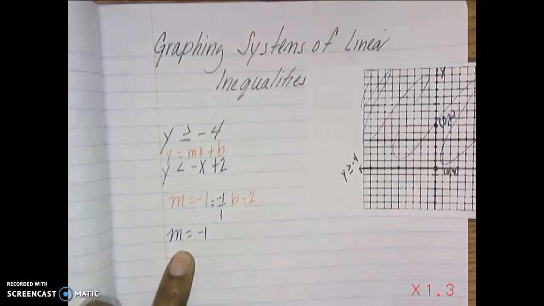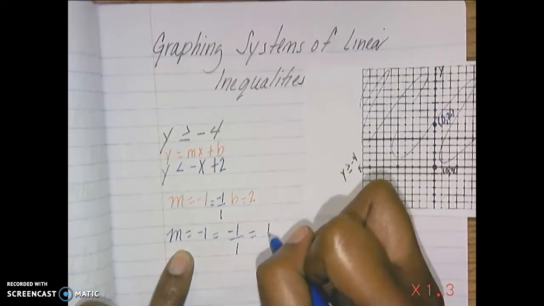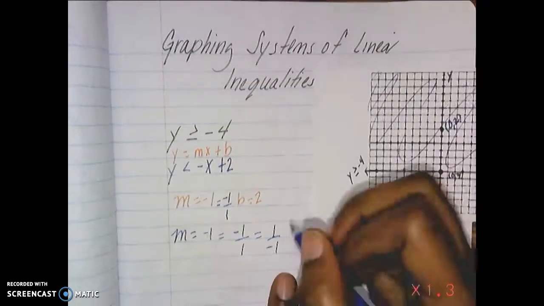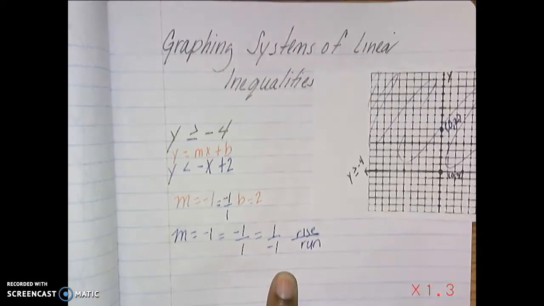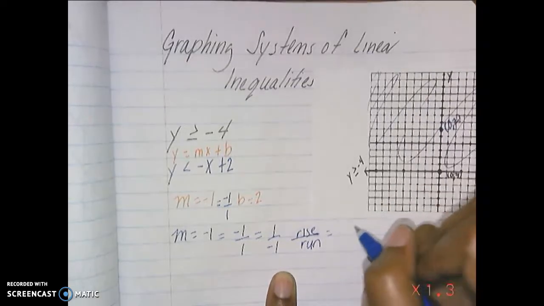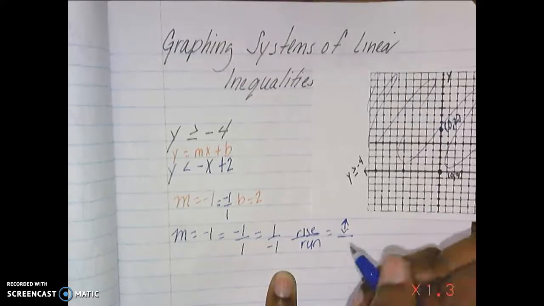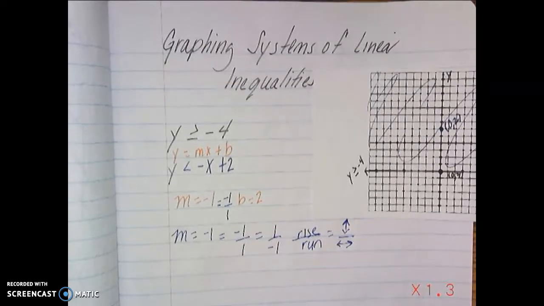That same negative 1 can be rewritten as negative 1 over 1 or 1 over negative 1. You can use any one of those to find your slope, because remember, the slope is the rise over the run. So this tells us, do we go up or down on the top number, and then the bottom number lets us know if we go left or right.